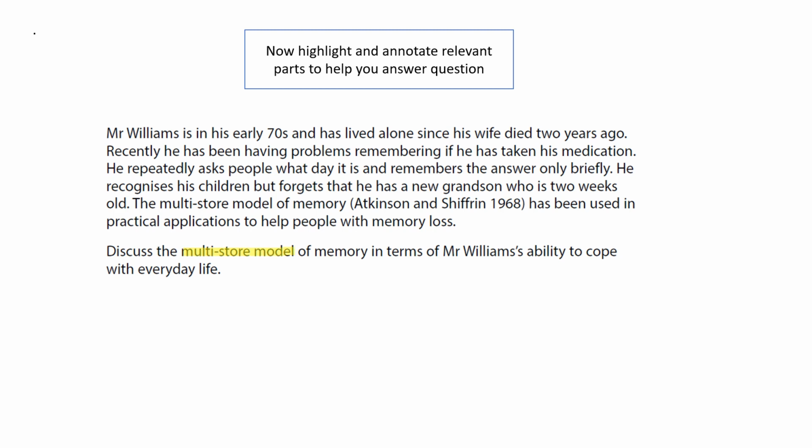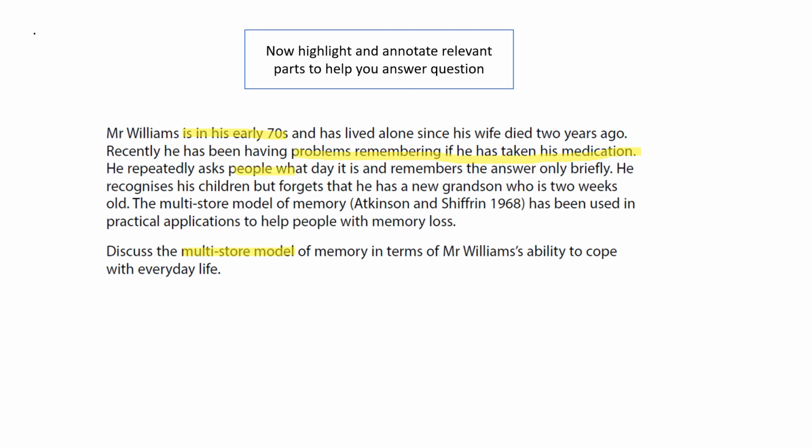Then we want to look at what in the context that they've given us gives us hints towards the multi-store model. So the fact that he's in his early 70s and lived alone since his wife died 2 years ago, knowing that this is about memory, his age is going to be of importance, so we can highlight that bit. He's been having problems remembering if he's taken his medication, so we can highlight that.